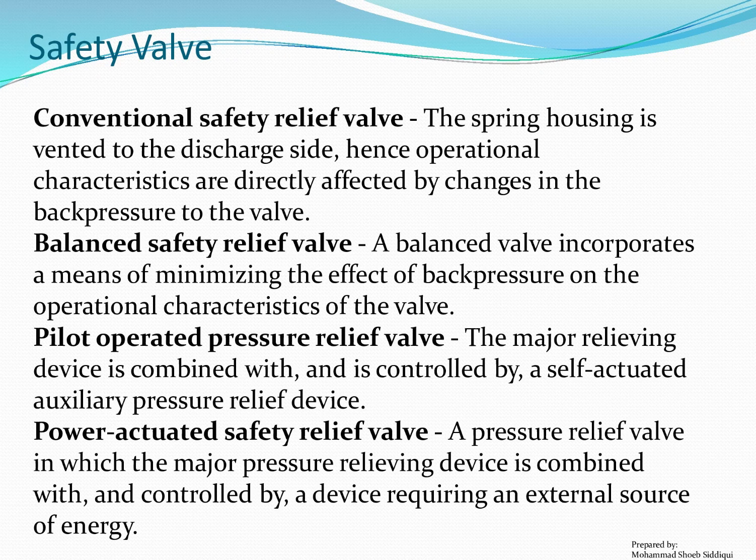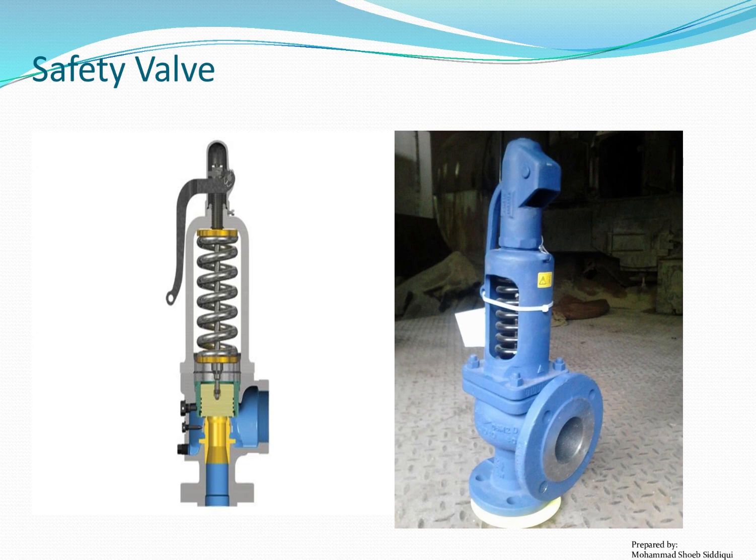Conventional safety relief valve: the spring housing is vented to the discharge side, hence operational characteristics are directly affected by changes in the back pressure to the valve. Balanced safety relief valve: a balanced valve incorporates a means of minimizing the effect of back pressure on the operational characteristics of the valve. Pilot-operated pressure relief valve: the major relieving device is combined with, and is controlled by, a self-actuated auxiliary pressure relief device. Power-actuated safety relief valve: a pressure relief valve in which the major pressure relieving device is combined with, and controlled by, a device requiring an external source of energy.